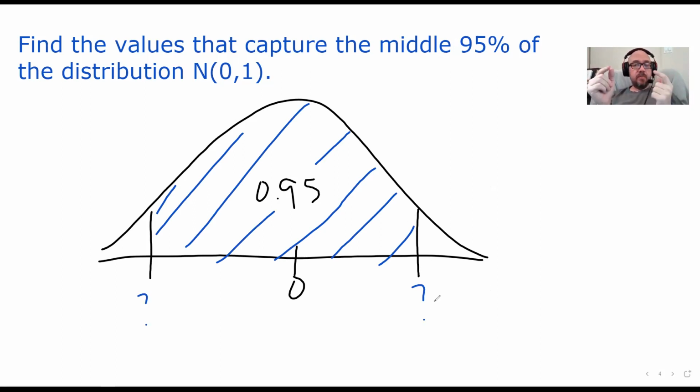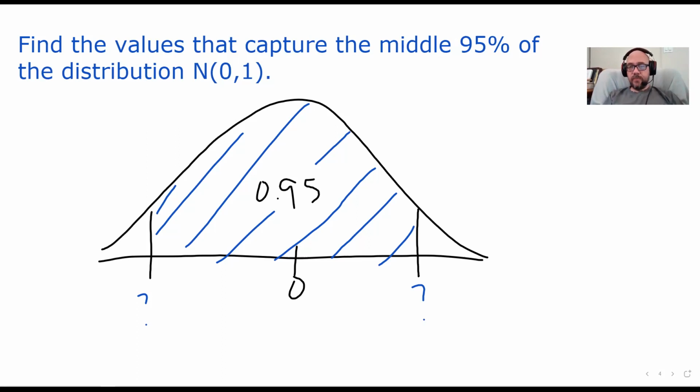And you might notice that the empirical rule suggests that this should be -2 and +2, right? Empirical rule says 95% of the data is within 2 standard deviations. That's not actually true. It's close, but it's not actually right. So let's find what the values actually are by using inverse norm. So let me share up the calculator.